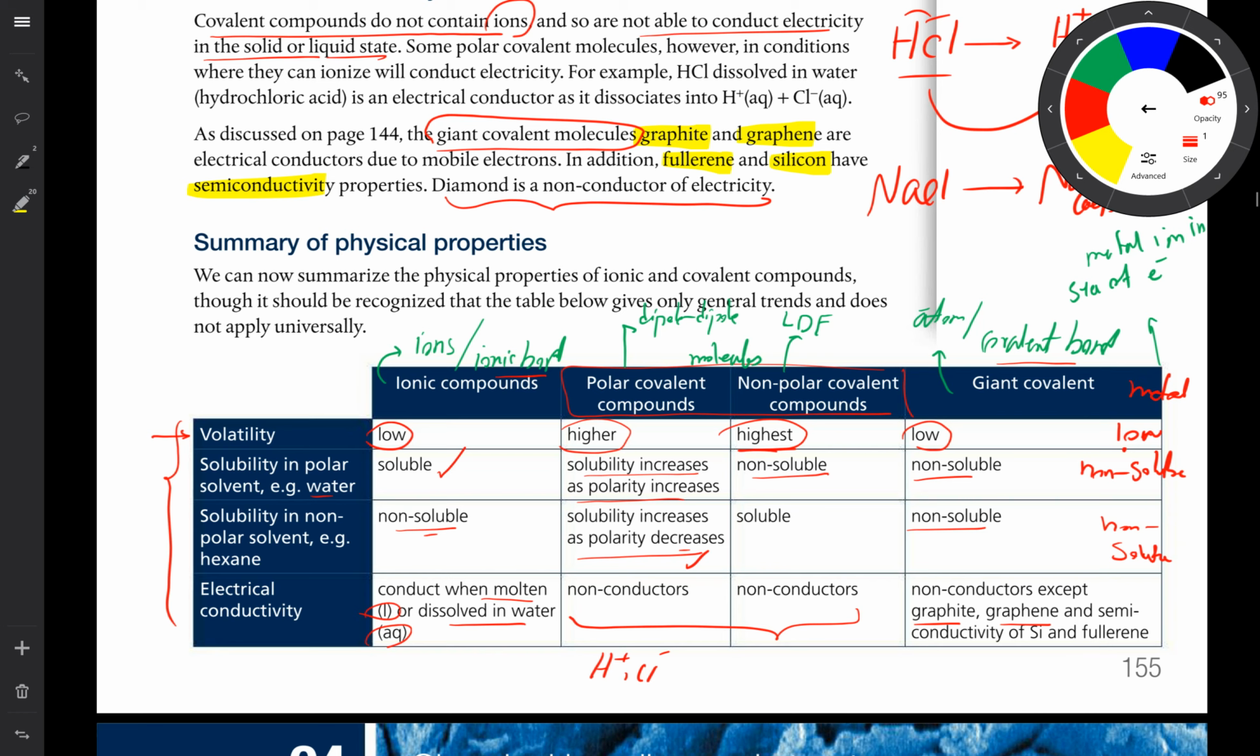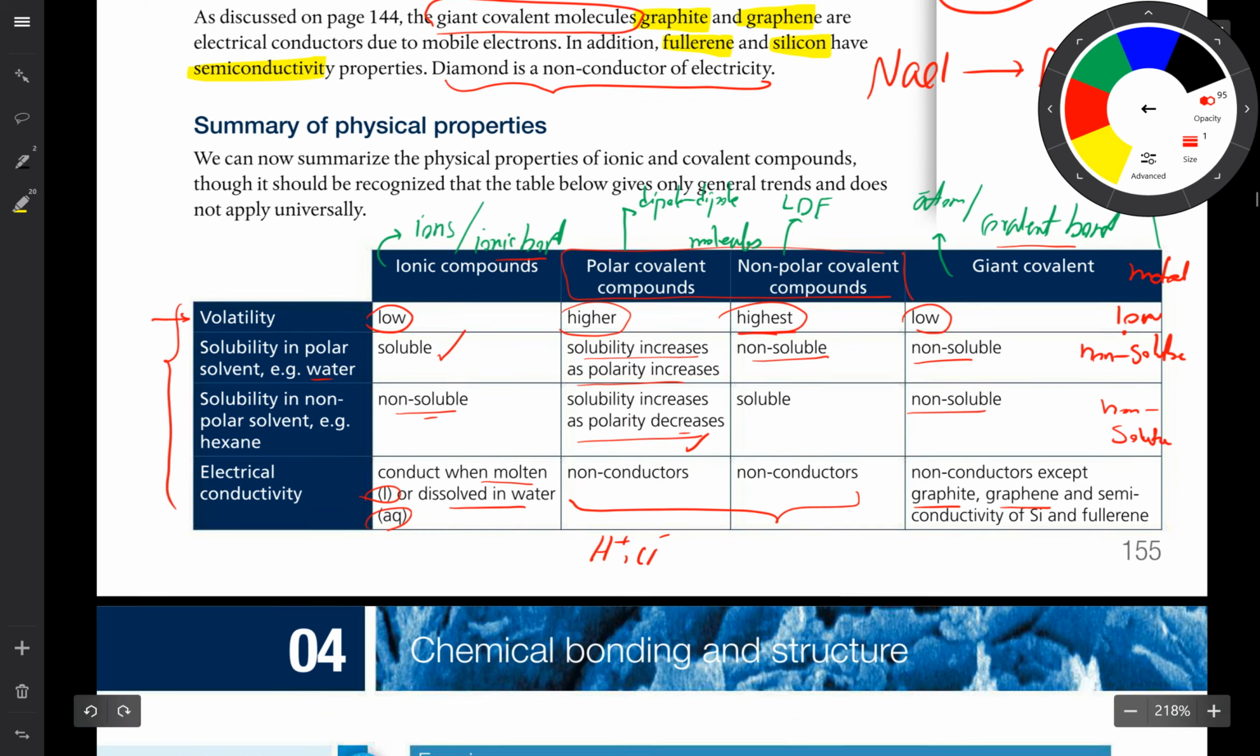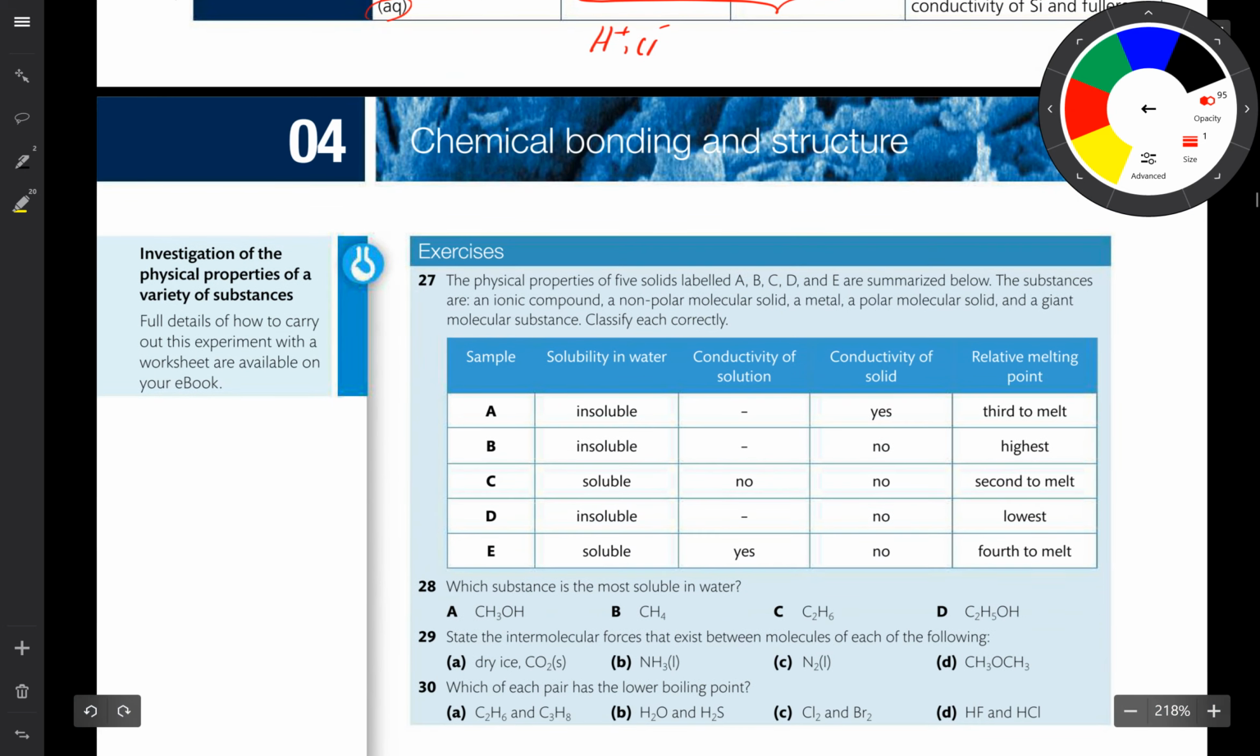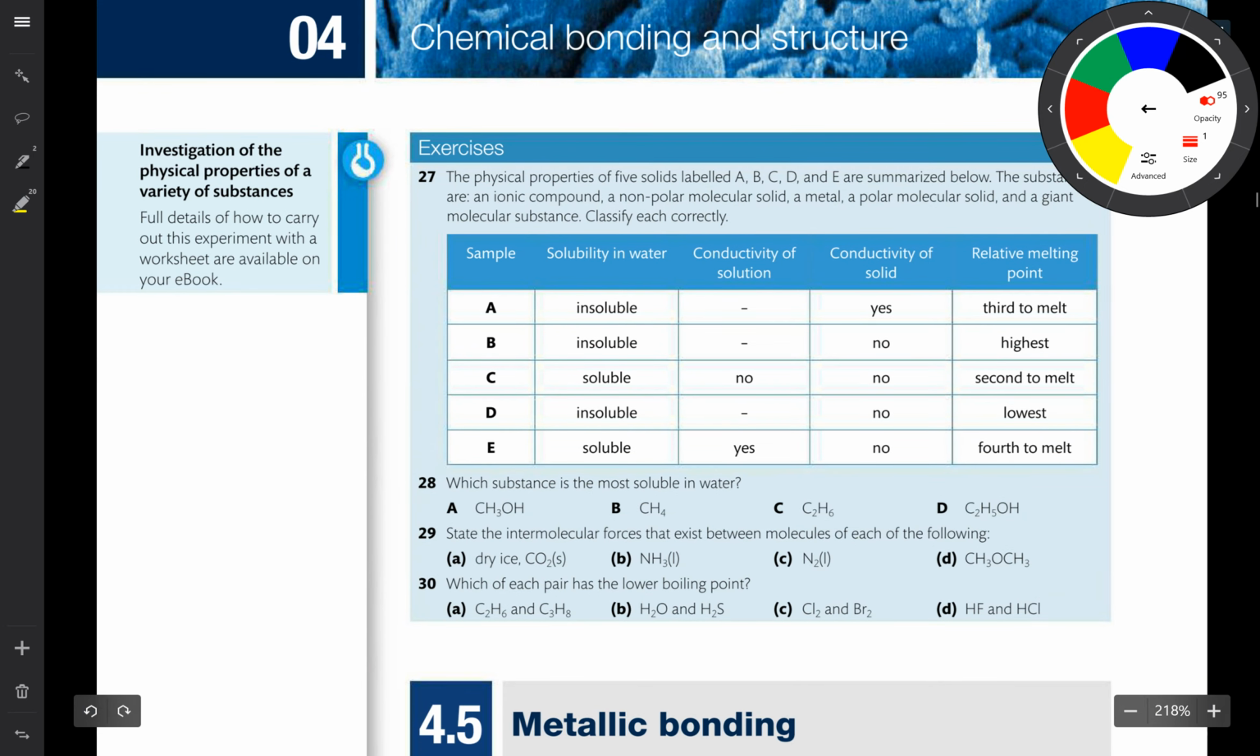And the metals, you know that metals are very good electrical conductors because they have free electrons, a sea of electrons, delocalized electrons. So they are electrically conductive in the solid state and in the liquid state. Let's go to the next page and answer these exercises and we will finish this video.